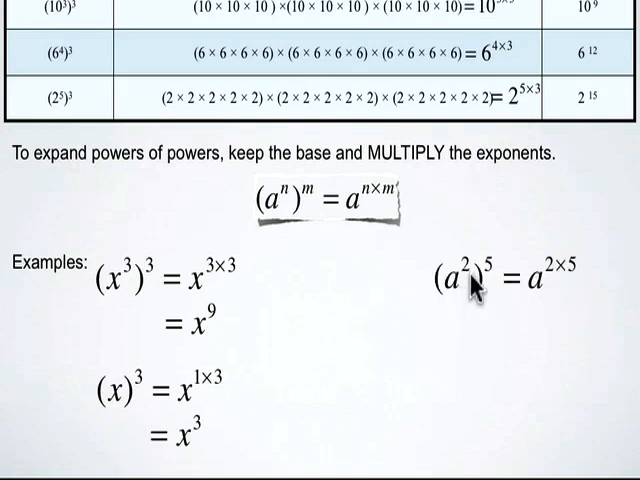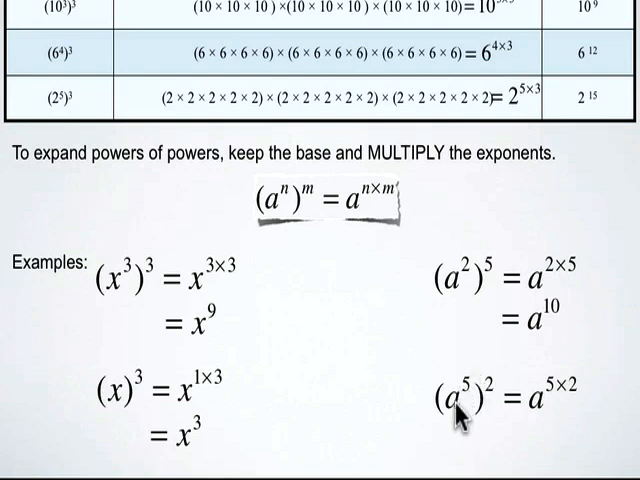A to the exponent 2, then to the exponent 5. Well, I multiply the 2 and 5 together. What it would be is 2 a's in a repeated multiplication 5 times for a total of 10 a's, a to the 10, 2 times 5.